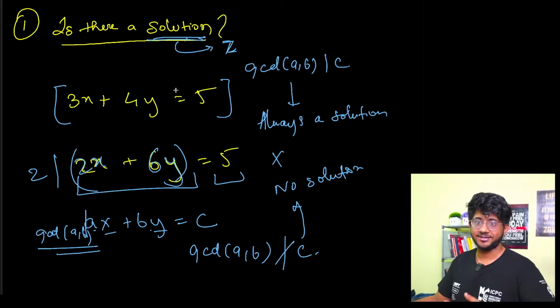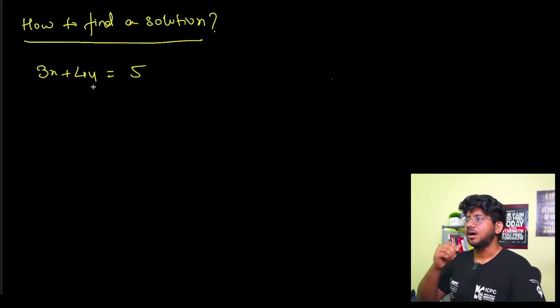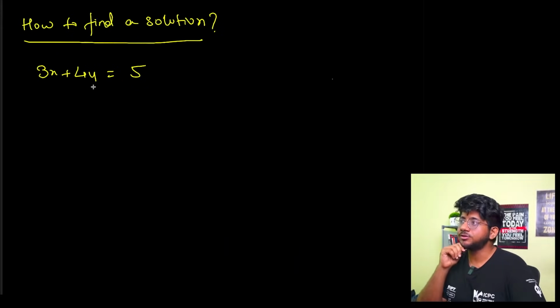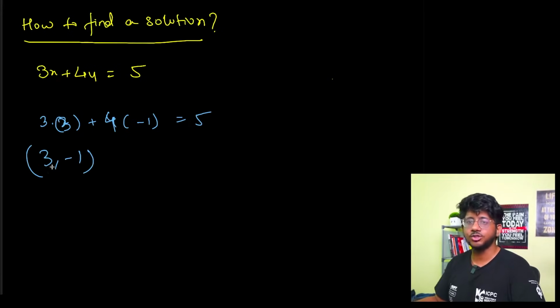Now, how to find that? How to find any solution? Like, tell me any solution for this. If I had to print one solution for this, I would do maybe 3 times 3 plus 4 times minus 1, integer, right? So negative numbers are also allowed. 3 times 3 plus 4 times minus 1 would give us 5, because this is nothing but 9 minus 4, and 9 minus 4 is 5. So 3 comma minus 1 is a solution for this particular equation.